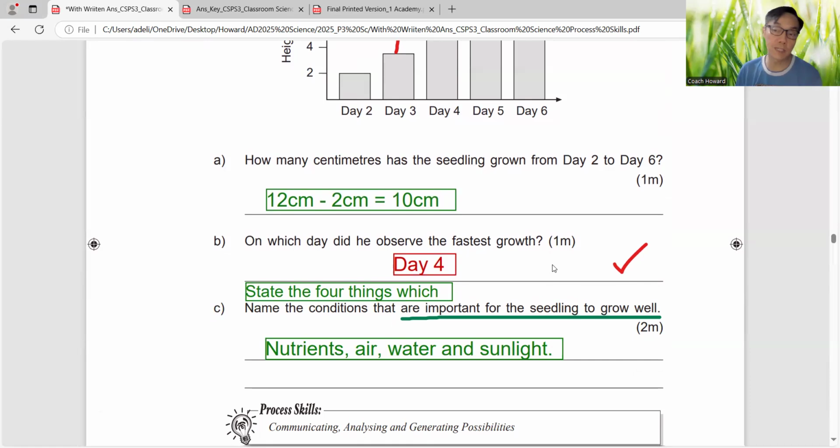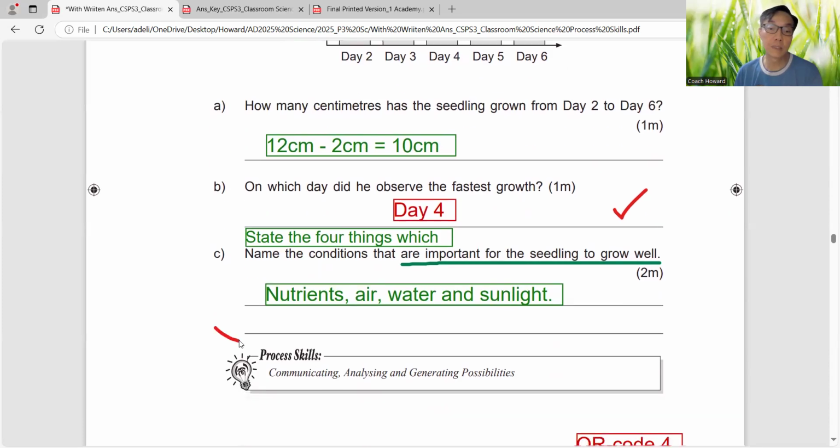Okay, this question I modified slightly because I'm the editor for the new syllabus for the 2025 P5 students. So here, I modify the question by asking students to state 4 things which are important for the seedling to grow well. Because we know actually the 3 things are the WOW: warmth from the sunlight, water and air. Sunlight is actually for photosynthesis. So I stated 4 things because they also need nutrients, which are absorbed by the roots. So they are the nutrients, air, water, and sunlight.